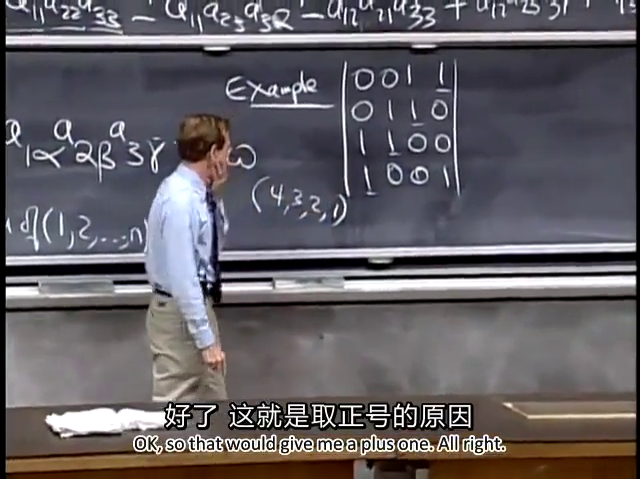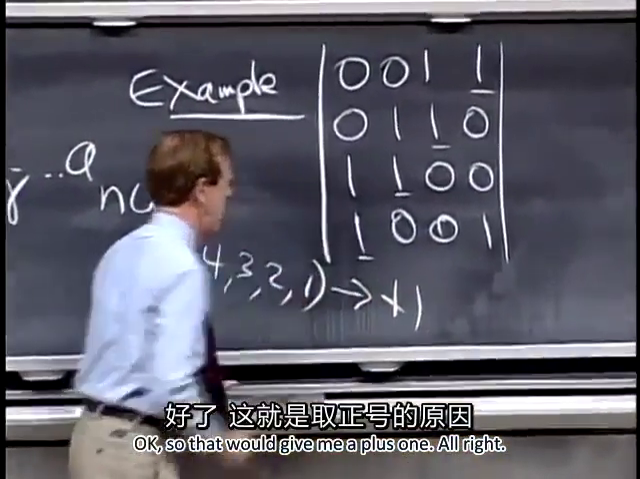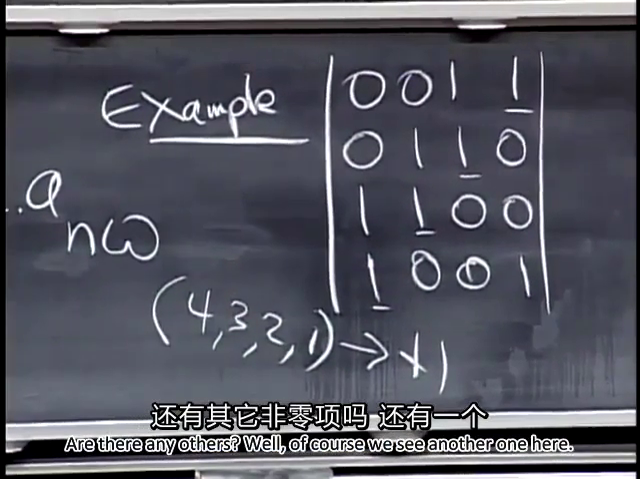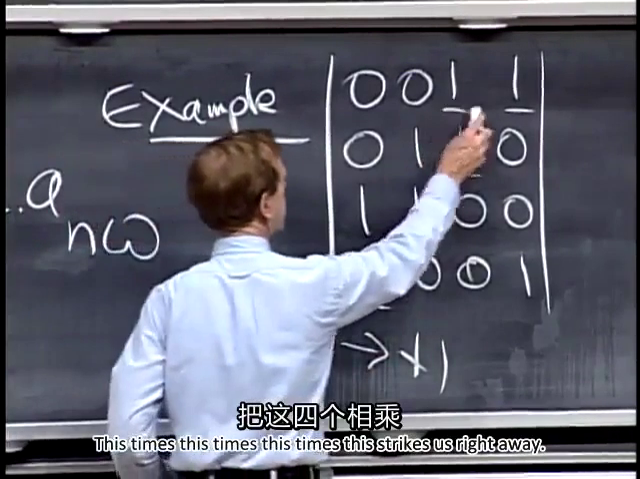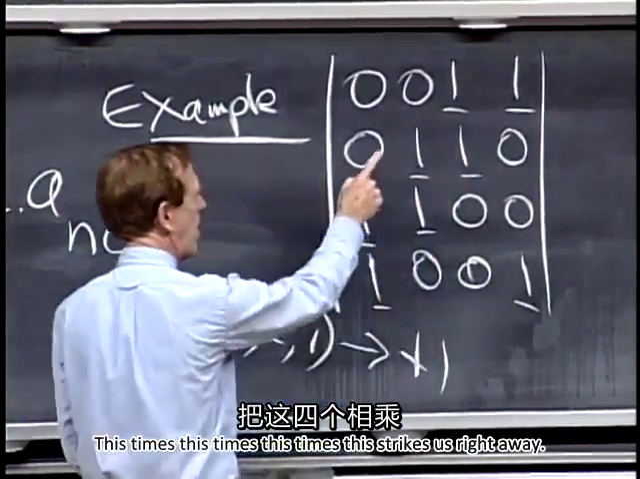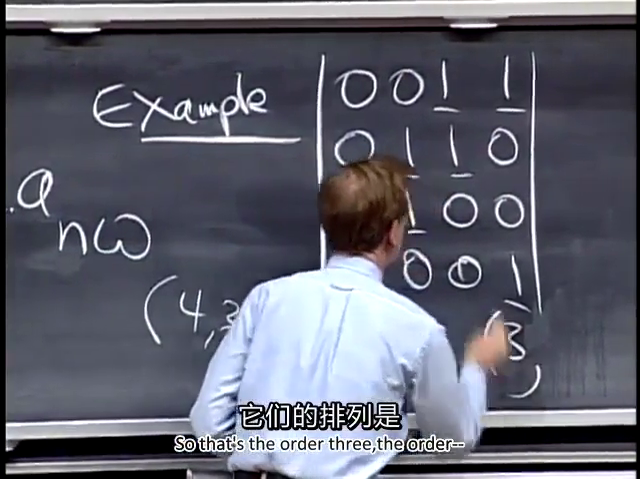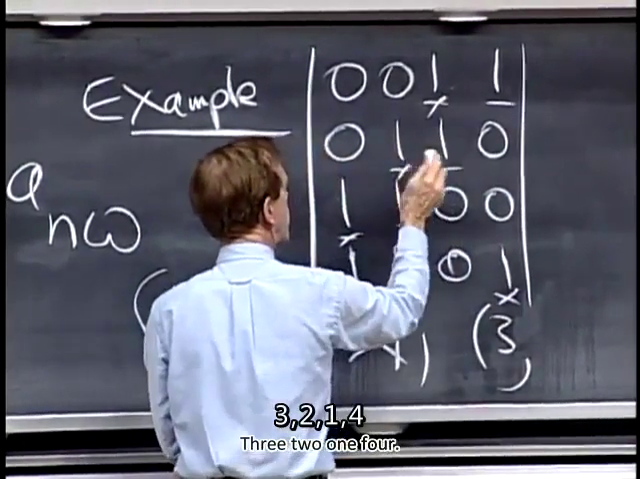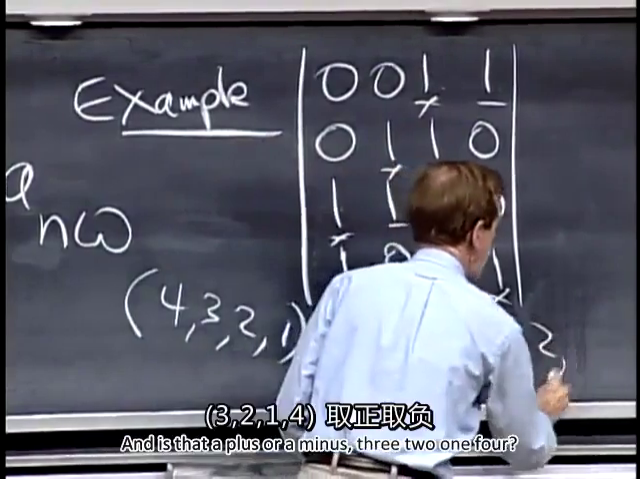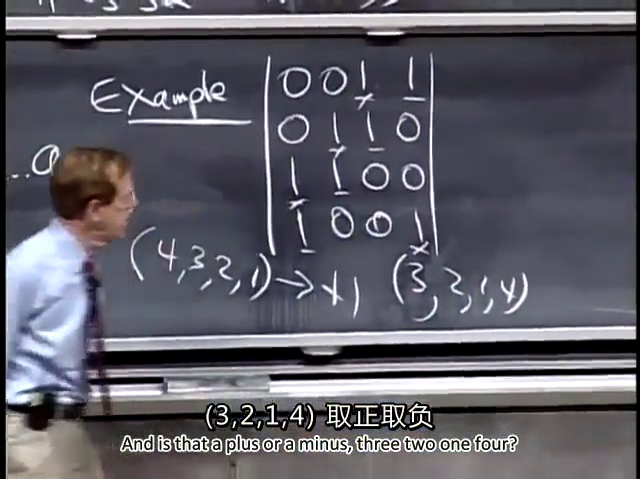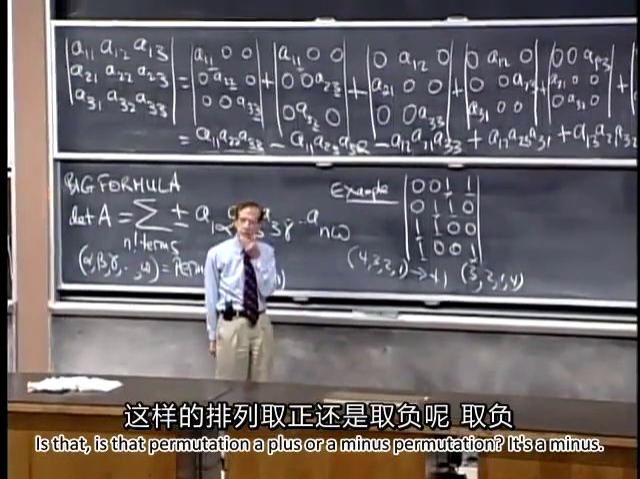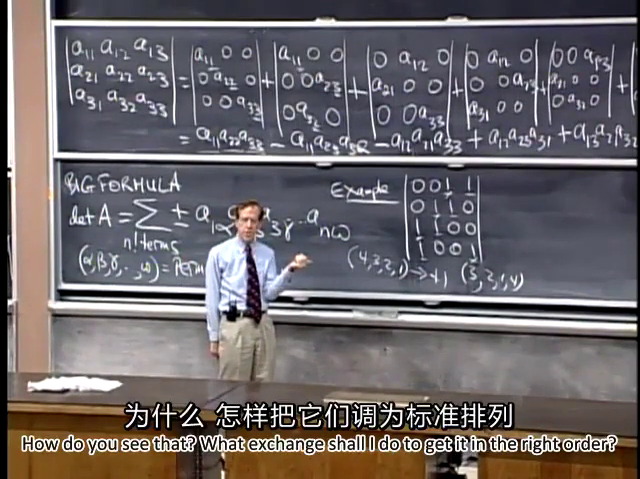Okay. So that would give me a +1. All right. Are there any others? Well, of course, we see another one here. This times this times this times this strikes us right away. So that's the order 3. Let me make a little different mark here. 3, 2, 1, 4. And is that a plus or a minus? Is that permutation a plus or a minus permutation? It's a minus. How do you see that? What exchange shall I do to get it in the right order?